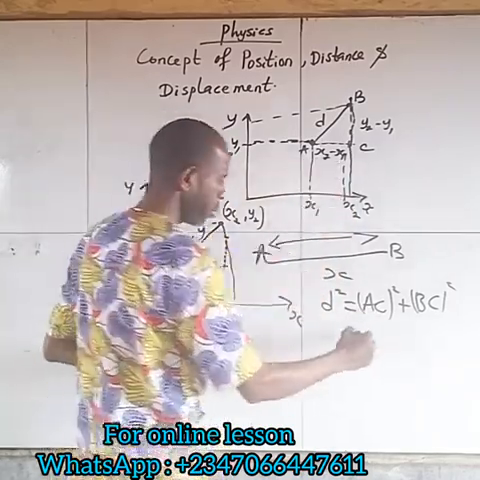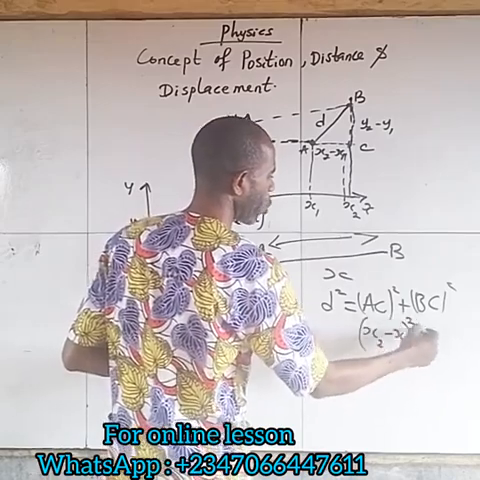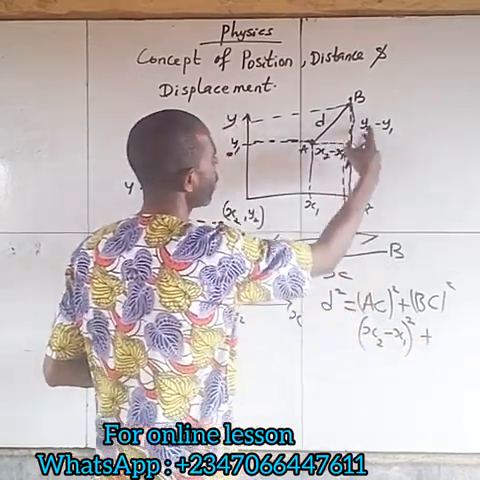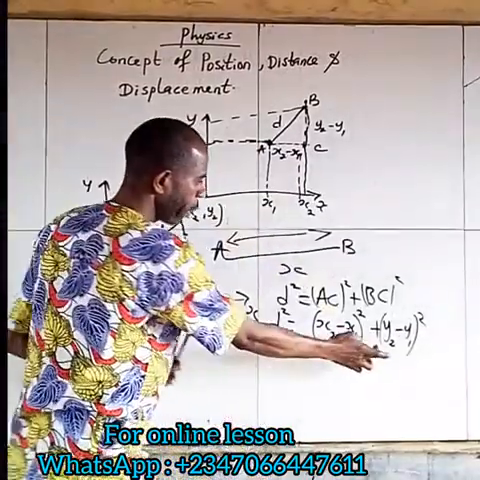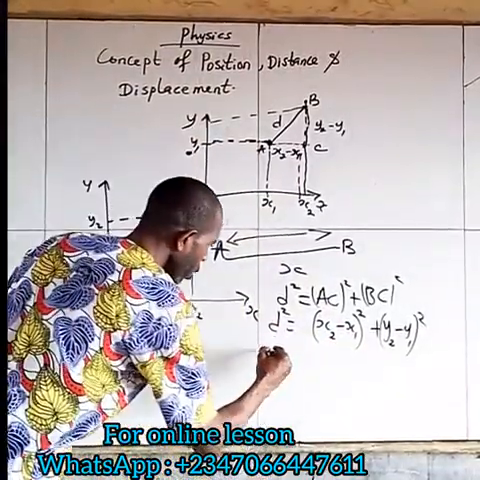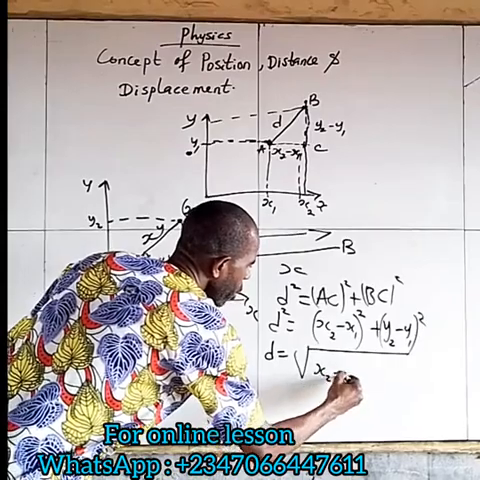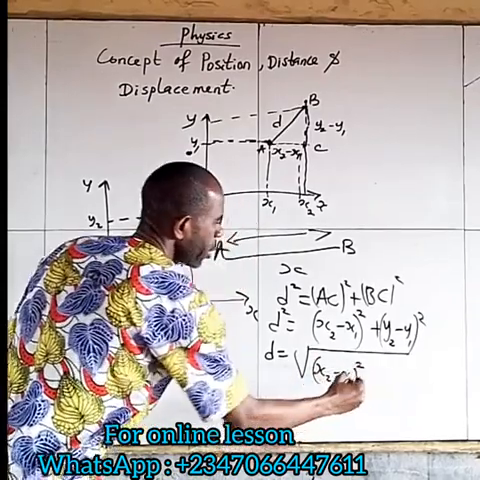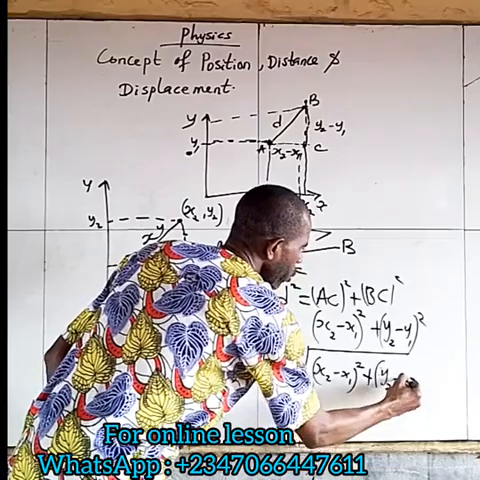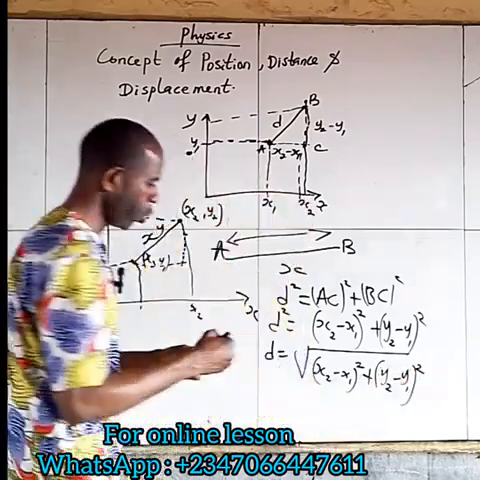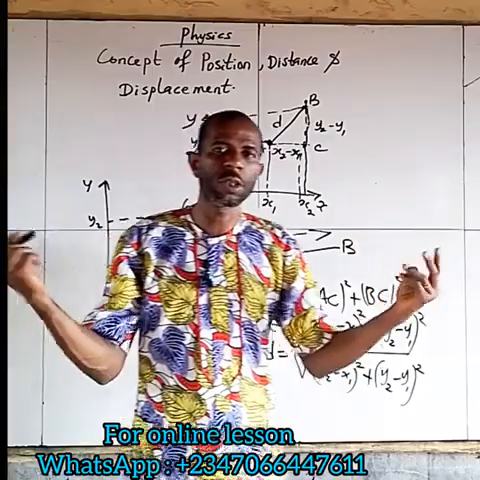AC here, we have what? x2 minus x1, all squared, plus, what is our BC? We have y2 minus y1, all squared, and we find the square root according to Pythagoras theorem. So your d becomes the square root of x2 minus x1 all squared plus y2 minus y1 all squared. So this is what we use to determine the distance between 2 points along the plane.